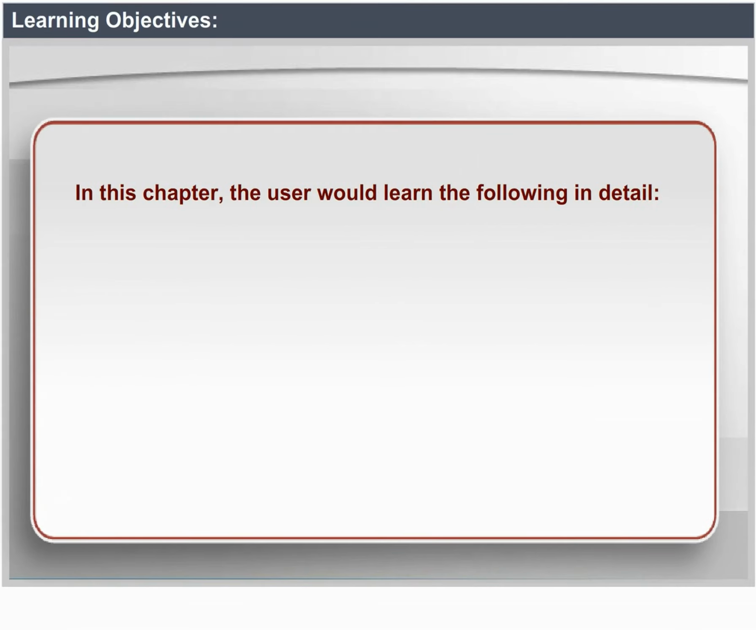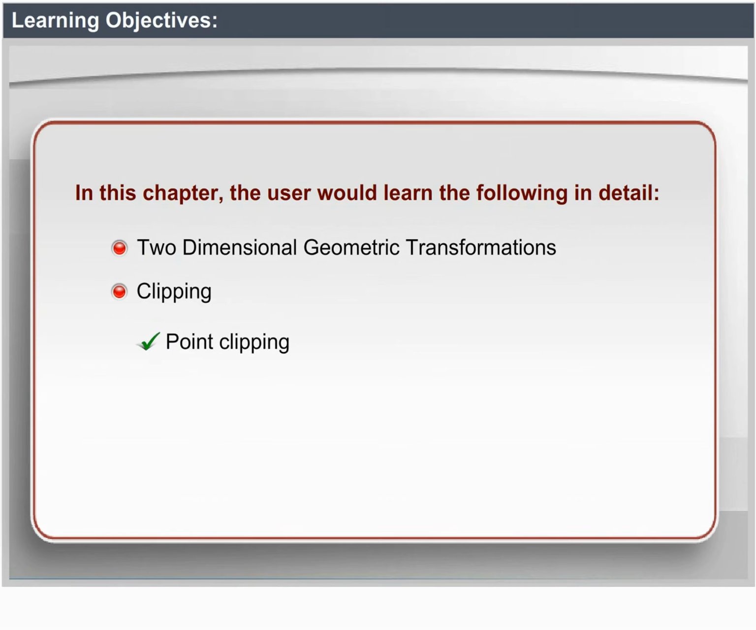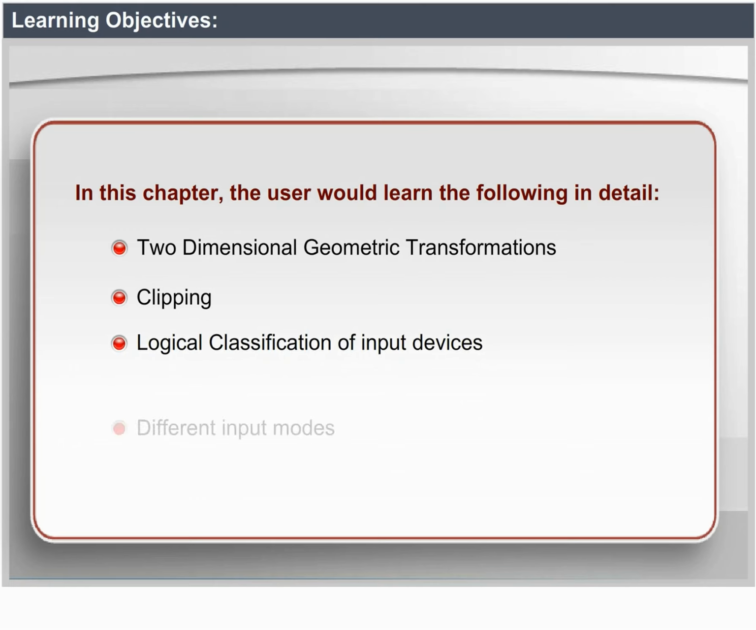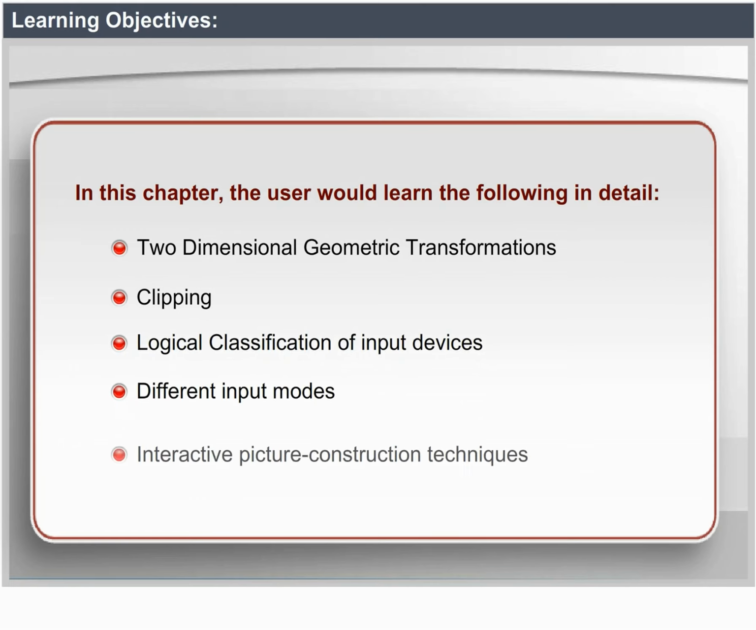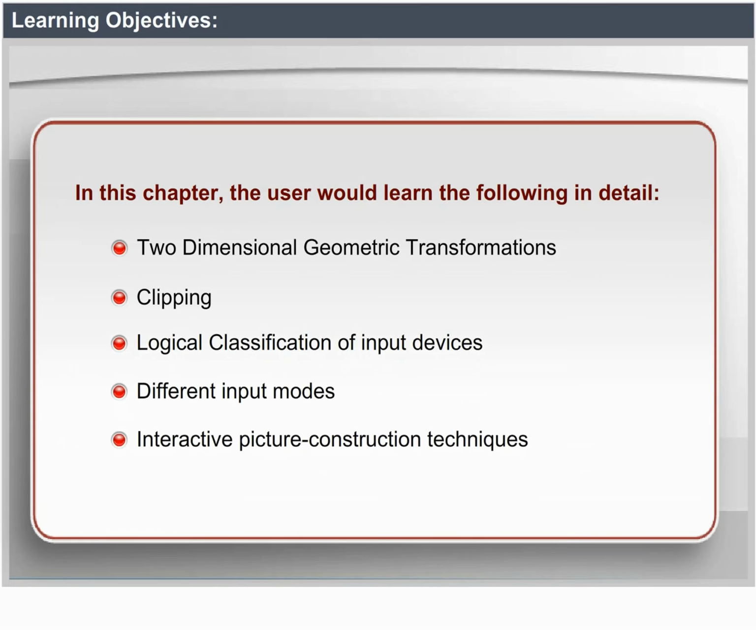Learning objectives. In this chapter, the user will learn the following in detail: two-dimensional geometric transformations, clipping, point clipping, line clipping, polygon clipping, text clipping, logical classification of input devices, different input modes, interactive picture construction techniques, three-dimensional geometric transformations.